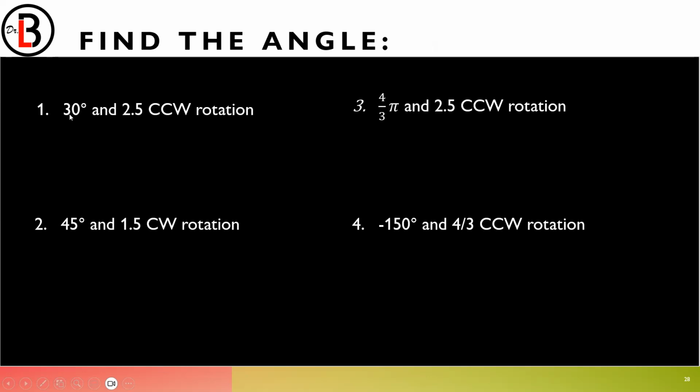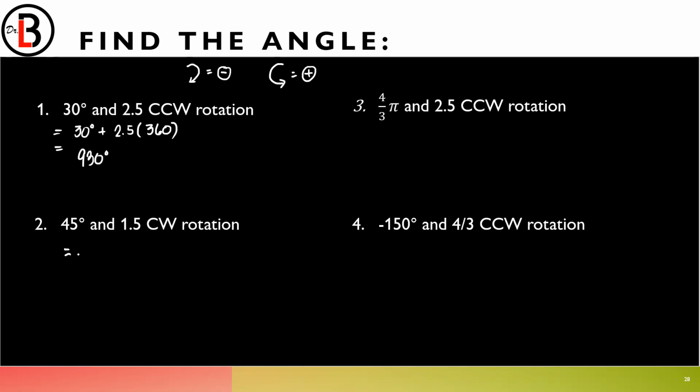So now also I need you to find some angles. For example, if I say 30 plus 2.5 of a counterclockwise rotation, take note, if I say clockwise rotation, this is negative. If it's counterclockwise rotation, this is positive. So 30 degrees plus 2.5 of a counterclockwise rotation. So 2.5 times 360 plus 30 is 930 degrees. Very good.